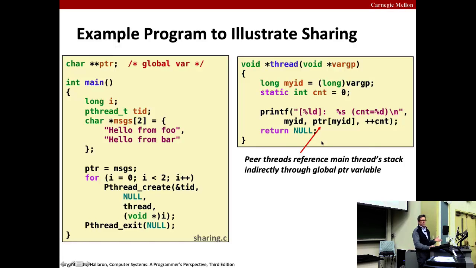Although it looks like we're accessing this global variable pointer, since that was assigned to be the address of the local variable on the main thread stack, we've got these peer threads accessing local variables on the main thread stack. You'd never want to do this. It's a very bad practice, but it's the kind of thing that can happen sometimes by accident, if you forget that pointer was actually assigned to some stack address.